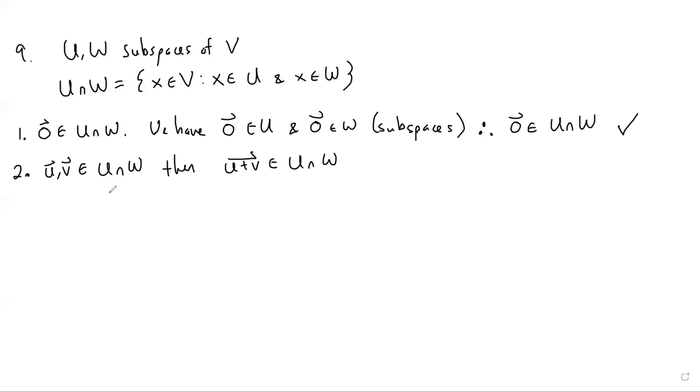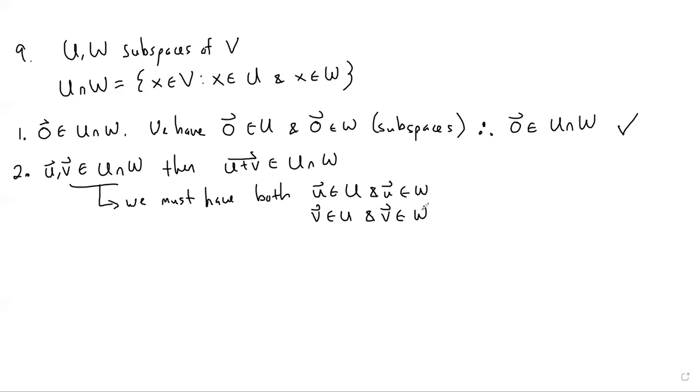And so, if we start with this idea that U and V are in the intersection, then by definition we must have that U is in both U and W, and that V is in U and V is in W. And since U and V are both in U, this means that U plus V is in U. And if U and V are both in W, this means that U plus V is in W. And so since U plus V is in both of them, by definition of the intersection, U plus V is in the intersection. So we've got that one.